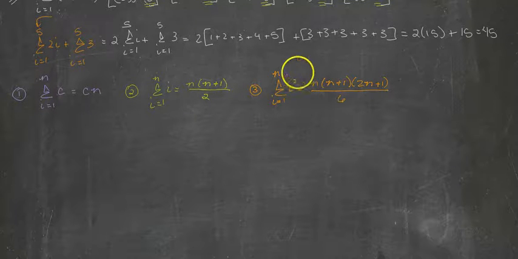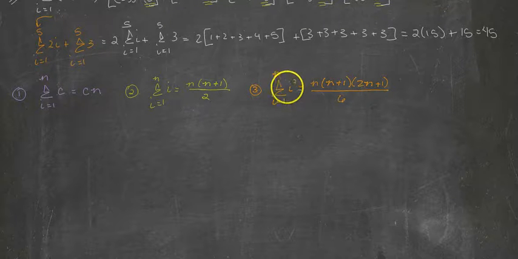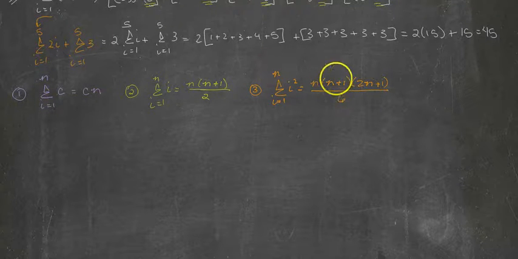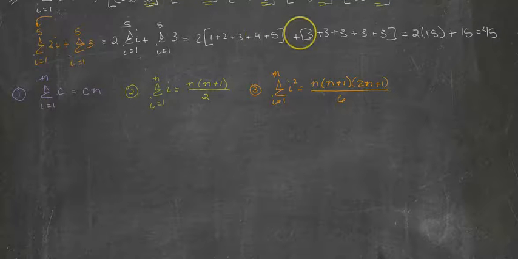So this third one says that if I want to add consecutive i squared terms, perfect squares, so 1 squared, 2 squared, 3 squared, 4 squared, and on, this formula will give you your total sum so you don't have to do each term and then add them together.